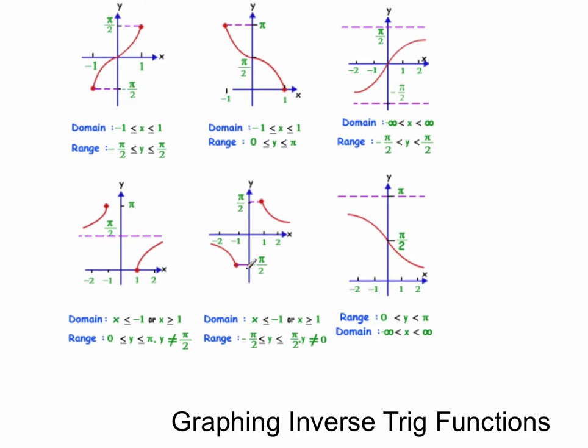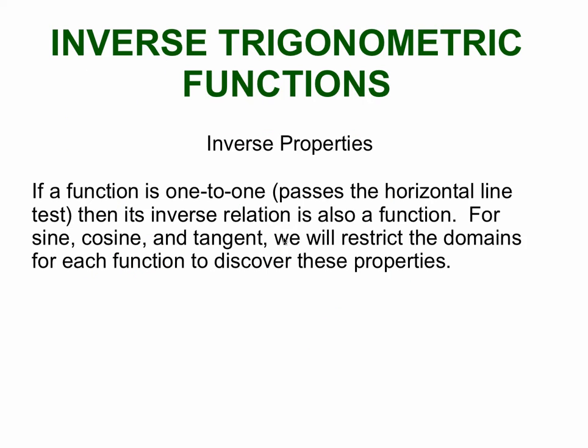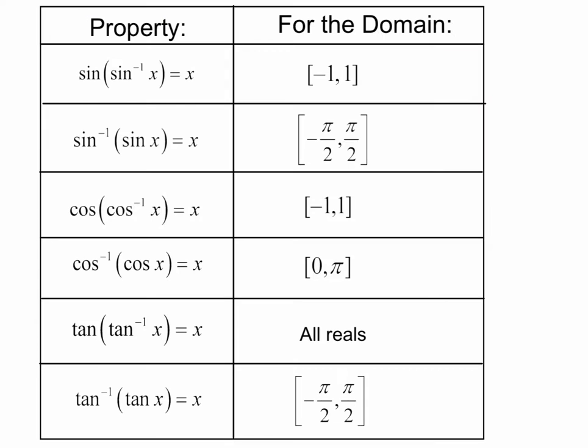Let's talk about graphing inverse trig functions. Before we do, let's talk about what an inverse is. Remember, if a function is one-to-one and passes a horizontal line test, then its inverse relation is also a function. Now for sine, cosine, and tangent, none of these are one-to-one, so we're going to need to restrict the domains in order to discover the properties of the inverses.